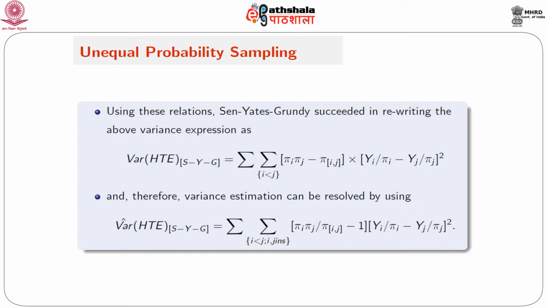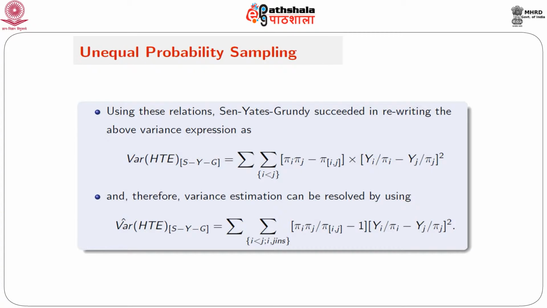The expression due to Sen, Yates and Grundy is the double summation of yi over pi i minus yj over pi j, whole square, times pi i pi j minus pi ij. And therefore the obvious variance estimator is nothing but you restrict to the sample and divide by pi ij. That is what is written in the next line. That is the estimate of the variance of the Horvitz-Thompson estimator under Sen, Yates, Grundy formulation, but this is valid only when the sample size is a fixed size sample design.